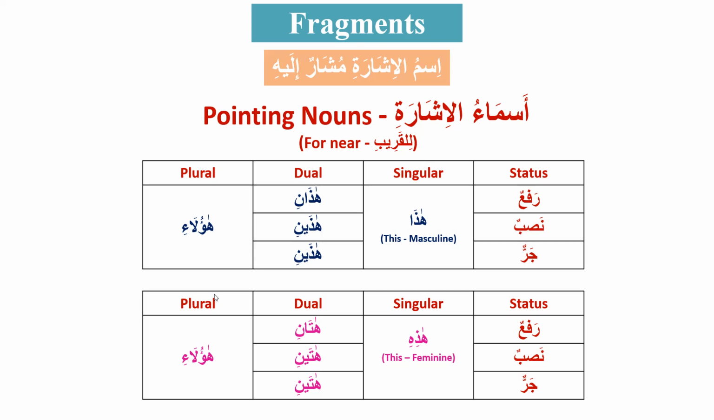All right, good. Thank you, Umar. Now this is for near. If you're pointing to something masculine or feminine, and it is close to you, then you use these words. But what if it is far? For masculine, Musab, for pointing at something far, give me a similar table, please.